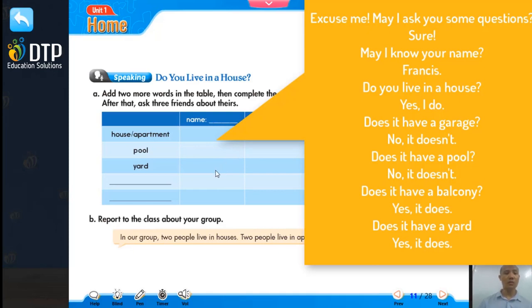Does it have a pool? No, it doesn't. So you write down pool and put a cross. Does it have a balcony? Yes, it does. So you write down balcony and put a tick. Does it have a yard? Yes, it does. So you will write down yard and put a tick yes right here.